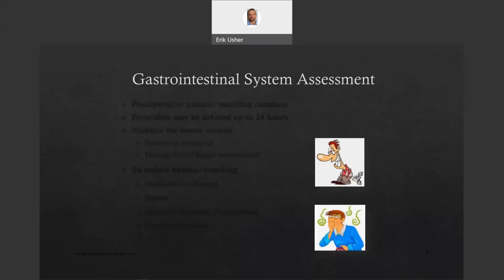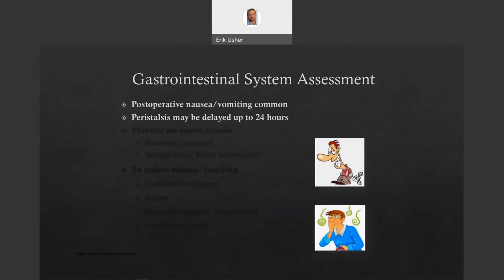Talk a little bit about gastrointestinal system assessment. Again, postoperative nausea and vomiting is very common. It's one thing we like to keep good tabs on because that's something we as nurses can intervene with. Peristalsis may be delayed up to 24 hours. So that's one thing we always monitor for. We listen to the bowel sounds. That's why we teach that, especially if you're in postoperative nursing, that they have to pass a little gas before they go. Monitor for bowel sounds, returning peristalsis, and passing flatus and bowel movements.